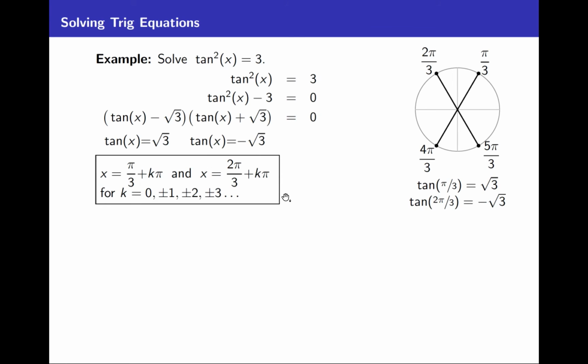So there we go. We've solved the equation tangent squared x equals 3. Its solutions are all these values of x and all of these values of x. So infinitely many solutions. They're all the radian measures that are one of the 4 points indicated on the unit circle here.